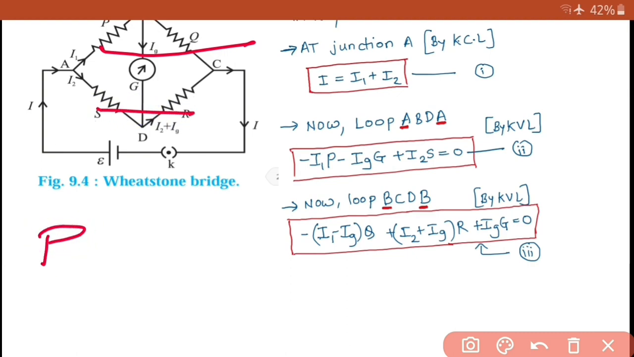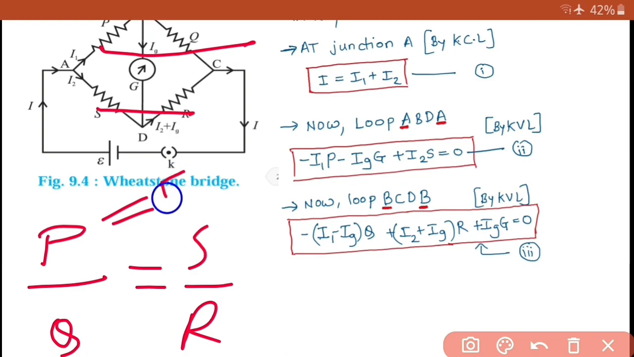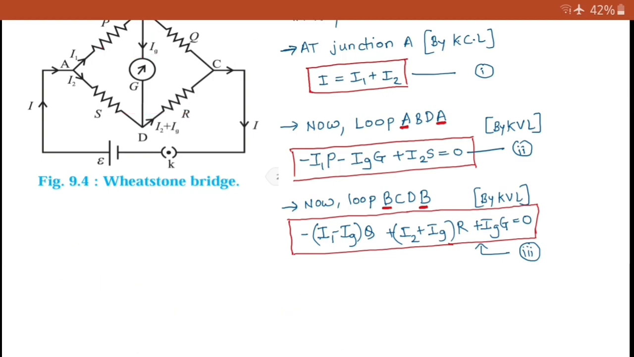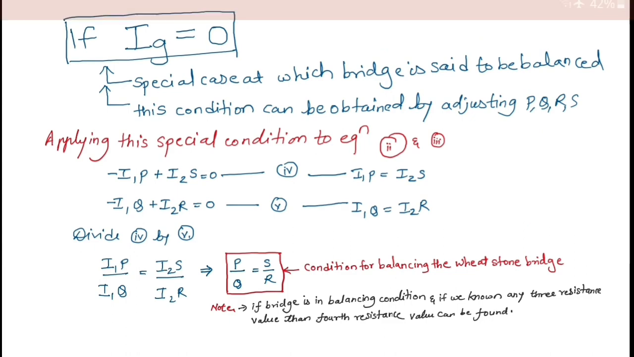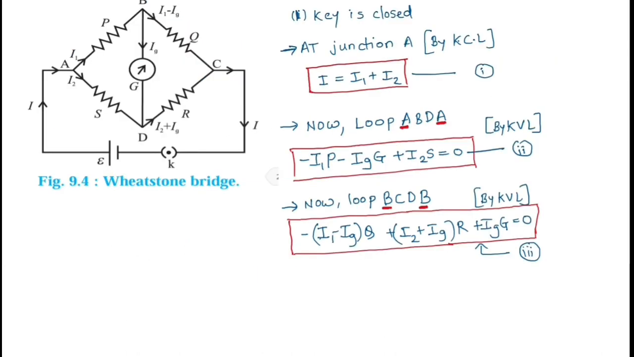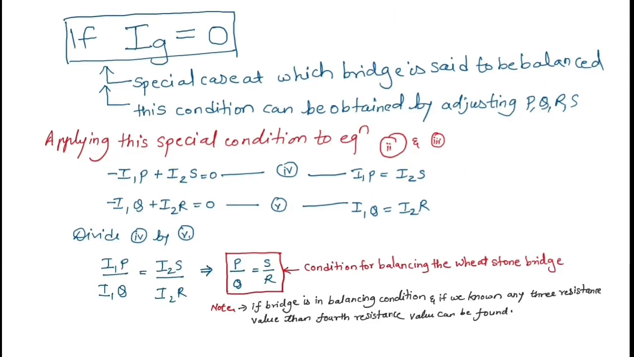Now if you know the value of P upon Q is equal to S upon R, if you know the values of the resistances, suppose P is 5 and Q is 10 and the value of R is equal to 2, you can find the value of S. You have to find the value of S. So this is what we have to note here. If the bridge is in balancing condition and if we know any three resistance values, then the fourth resistance value can be found. What is our balancing condition? That is P upon Q is equal to S upon R. How can this be achieved? When the potential difference at points B and D is the same, that is, the current flowing through the galvanometer is 0.